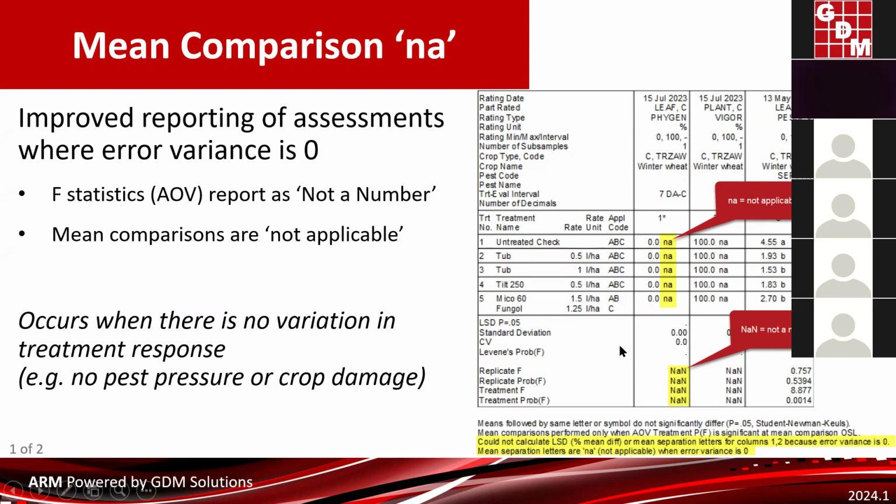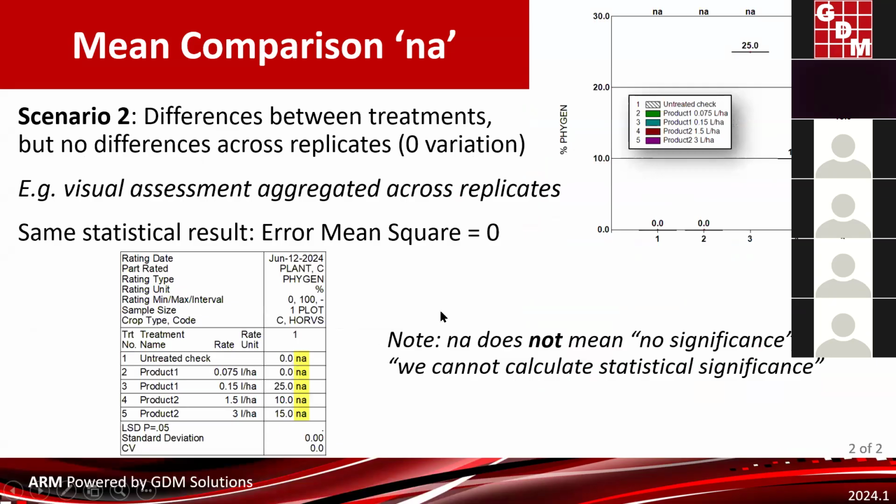So again, this is only for specific types of assessments, hopefully just making it more clear that statistically we can't present you anything. And that's usually pretty straightforward. The one gotcha that triggered some questions when we made this change is an assessment like this one here, where there are differences between your treatments, but within that treatment, there were no differences across your replicates.